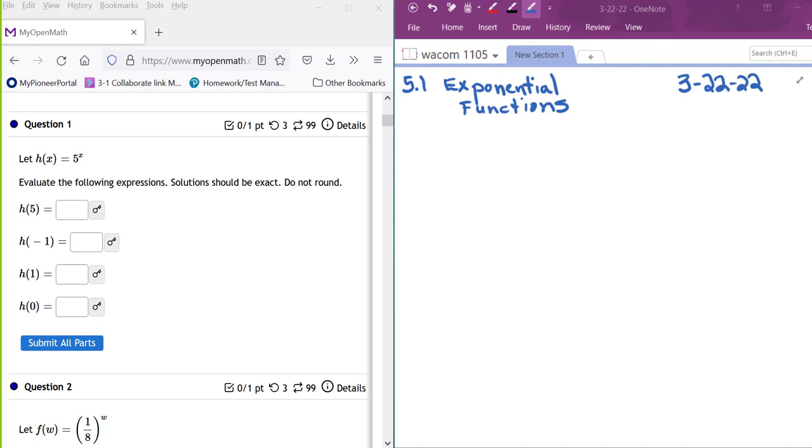We're going to work in Chapter 5. We're on the downhill slide at this point. This is one of the most important chapters that you guys have going forward, and you use these functions a lot in science.